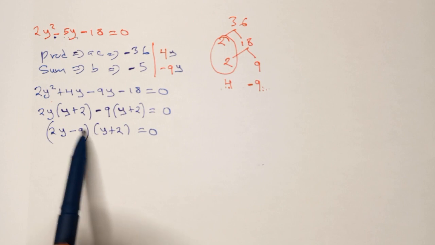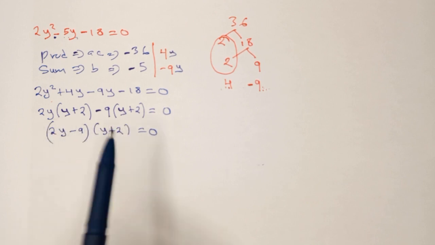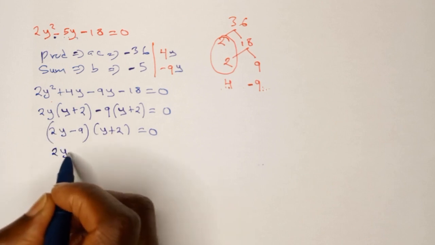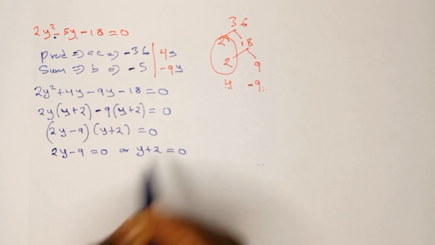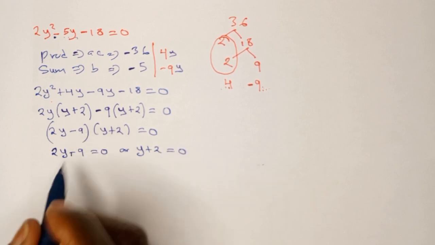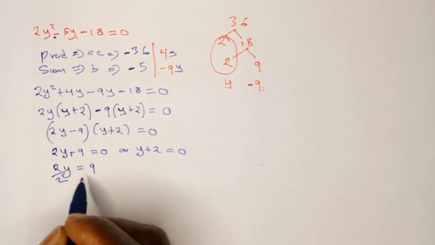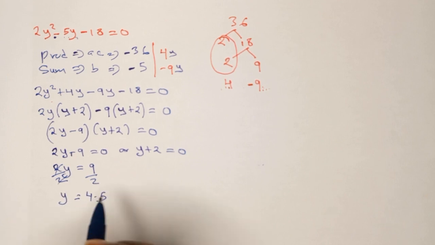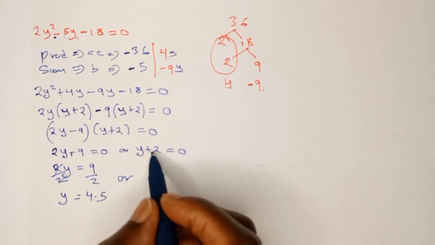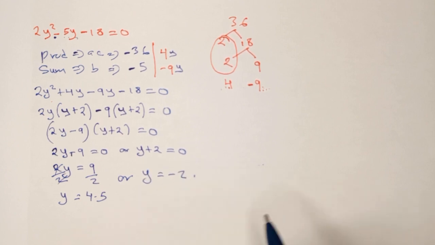So therefore it means this factor is equals to 0, or this one is equals to 0. So it means 2y minus 9 is equals to 0, or y plus 2 is equals to 0. So if you take 9 the other side, you'll have 2y is equals to 9. So to get y, we divide both sides by 2. So y will be equals to 4.5, or if we take to the other side, our y will be equals to negative 2, and those are the roots of the quadratic equation.